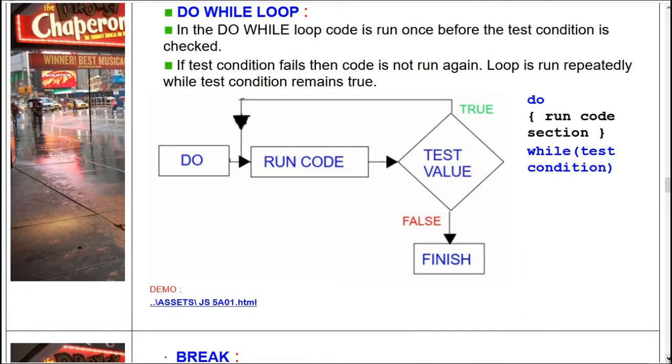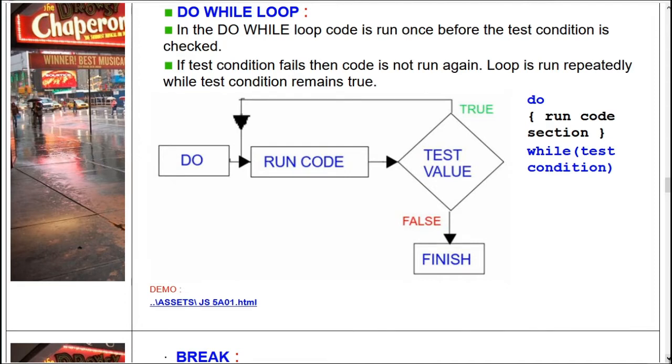Okay, the next one is the do while loop. This is similar to the while loop, but the only difference really is that instead of testing your value at the beginning of the loop, you test it at the end. And in the do while loop, code is run once before the test is checked. If the test condition fails, then the code is not run again. The loop is run repeatedly while the test condition remains true.